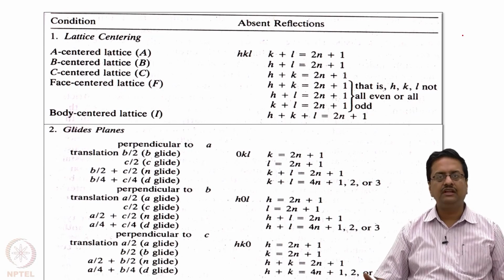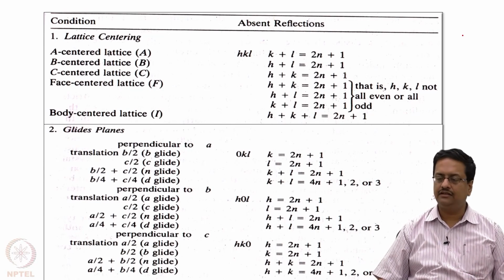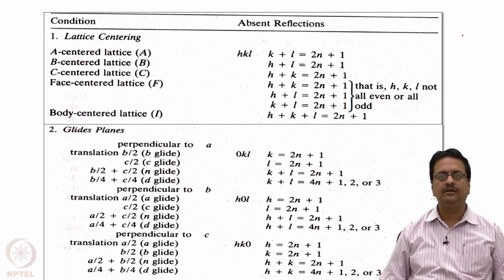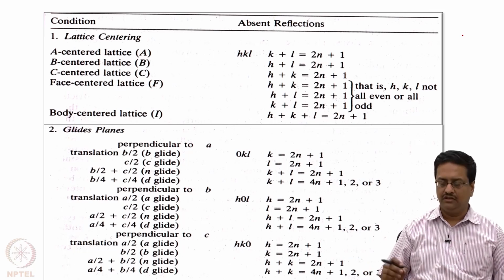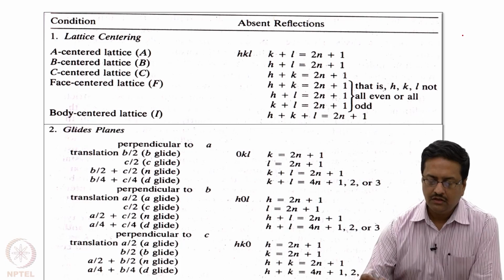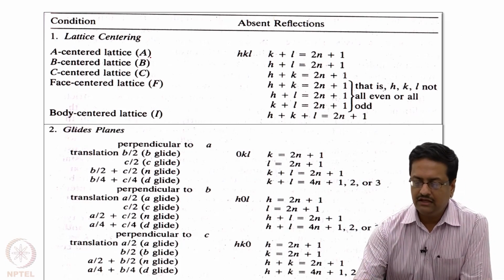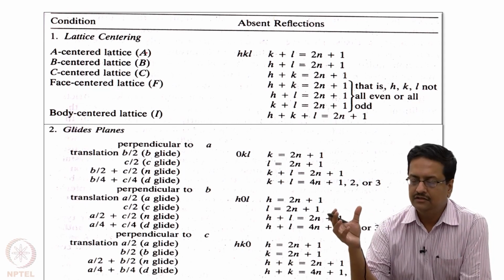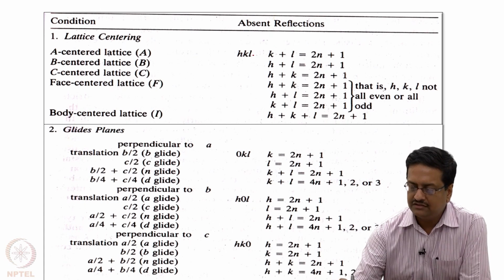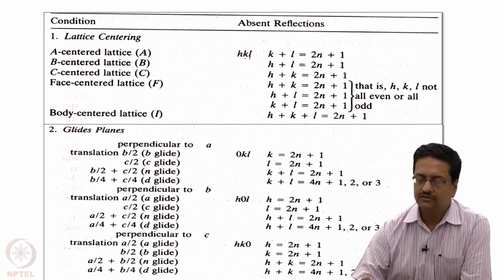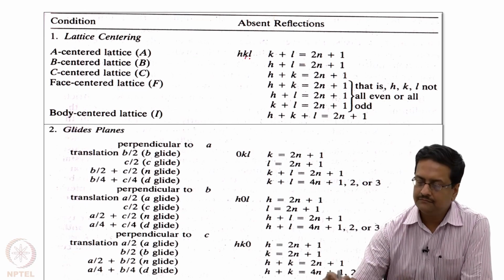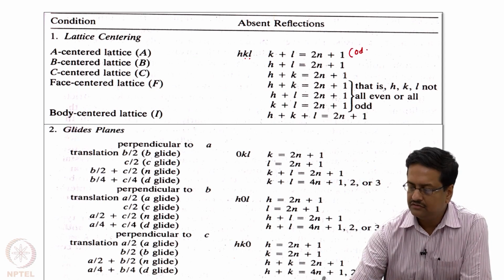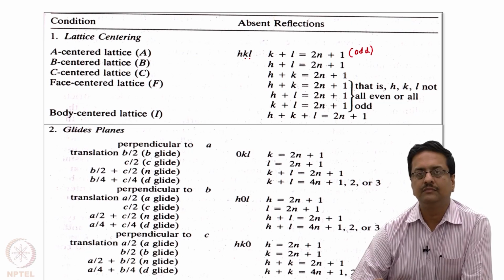For the time being, I am only introducing you to this lattice centering and the corresponding systematic absence conditions, but at a later stage we will be able to derive these conditions using some equations. So in case of a centered lattice, that means the BC face is centered, B and C means K and L. So for general reflections HKL, when K plus L is odd, 2n plus 1 means it is odd, the reflections will be absent.